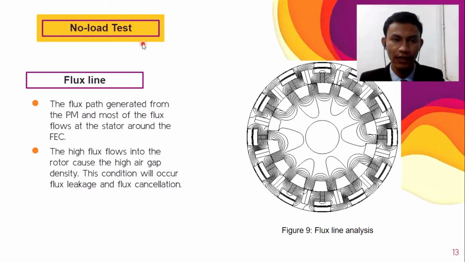Next, we move to the flux line for no load test analysis. So in no load test, we set the current to 0. So basically, the permanent magnet will generate or produce the flux. So basically, most of the flux will flow to the stator around the FEC. So flux will go to the rotor, which is high flux flow into the rotor and causes high air gap density. This will cause flux cancellation, since when the air gap is very big, more flux cancellation will happen.